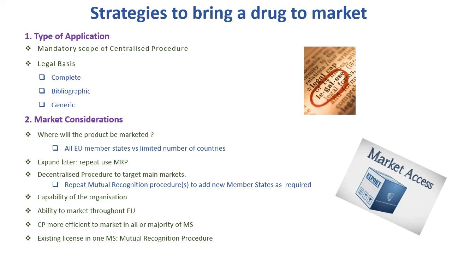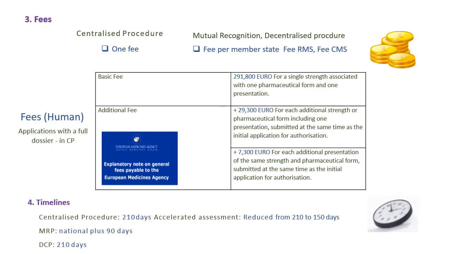Then there comes the capability of the organization and also the ability to market the drug throughout the EU. So depending upon that, you can decide if it's going to be centralized or if it's going to be mutual recognition. And if you don't have any marketing authorization, you can also go for decentralized procedure. The third strategy would be your fees. The centralized procedure has only one fee, but for mutual recognition and decentralized procedure, the fees depend upon the number of member states you are going for.